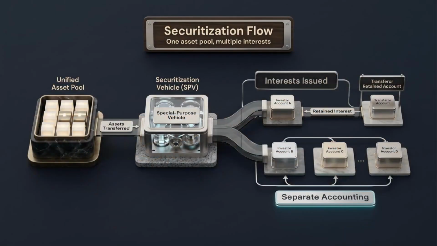Securitization starts with a pool of financial assets, such as loans or receivables. Those assets move into a special purpose vehicle, and that vehicle issues interest to investors or leaves a retained interest with the transferor. Each holder must account for its own interest as a separate financial asset. The structure tells us who receives which cash flows, but it does not by itself decide the accounting. We still evaluate each interest based on its economic substance and the applicable ASC guidance.